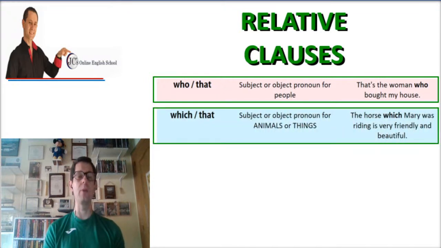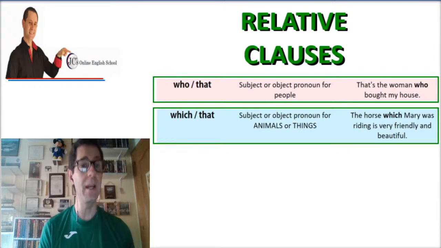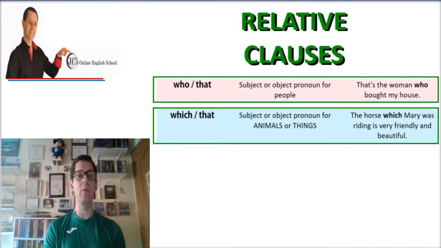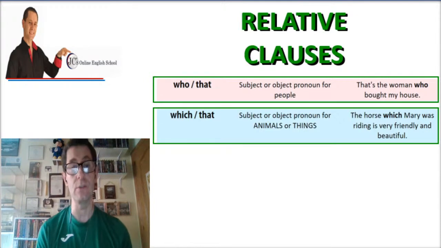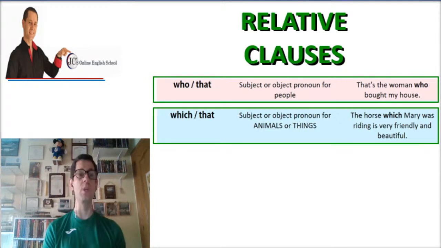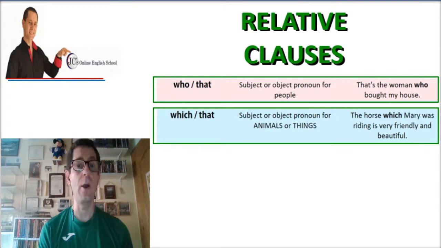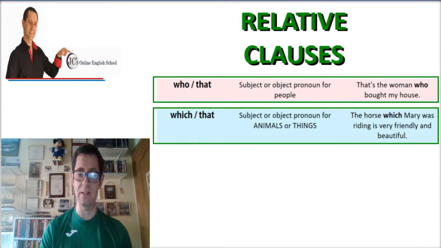Remember, we can also have which or that, subject or object pronouns for animals or things. So you don't use who, you use which or that. For example, the horse which Mary was riding is very friendly and beautiful. In this case, you don't say who, you can say which or that because it's an animal.